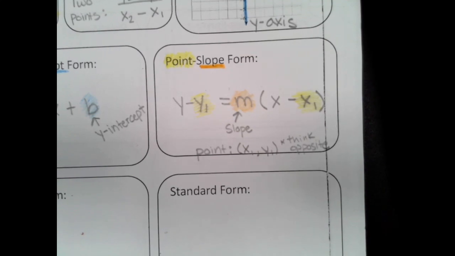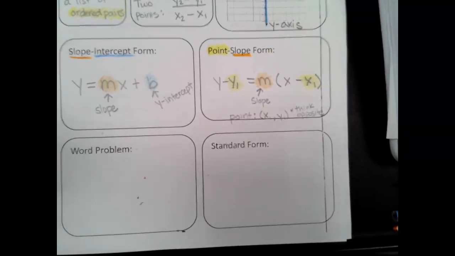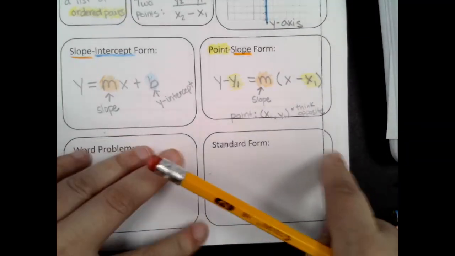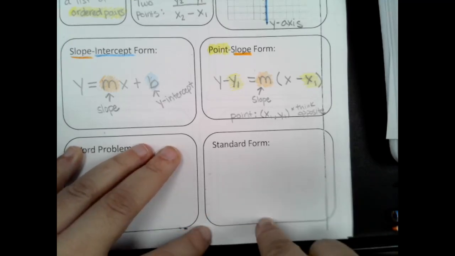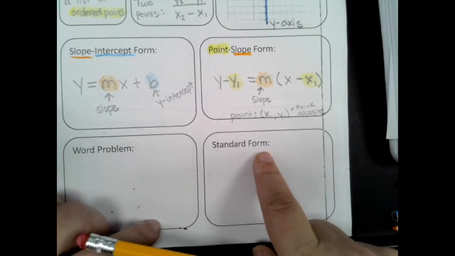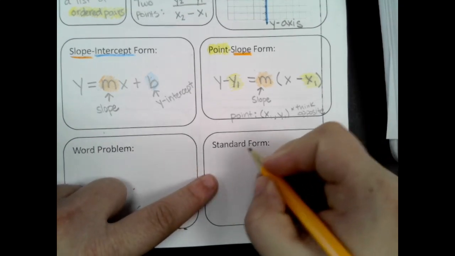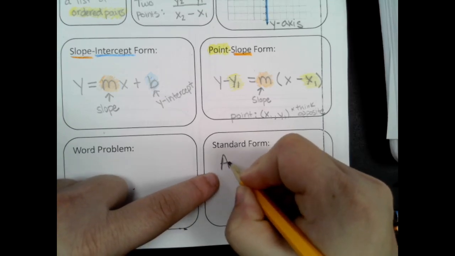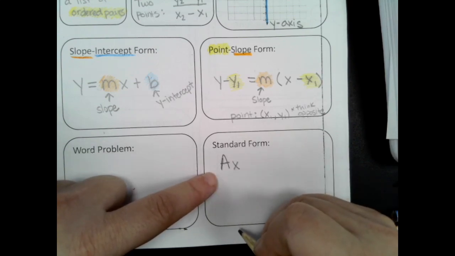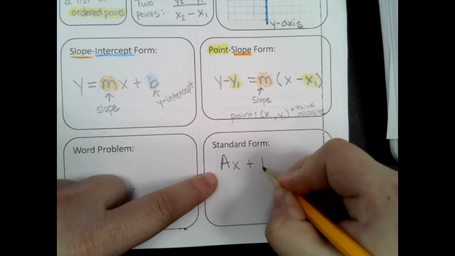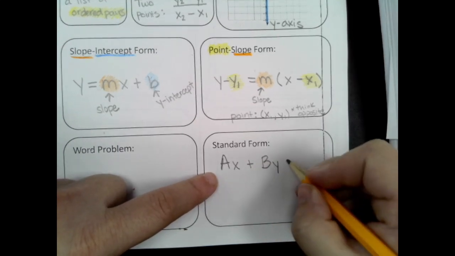All right, next up we got standard form. We haven't done standard form yet. This is going to be new to us today, and there's a reason why we haven't done standard form. It's because we don't use it a lot with real life situations, and in math problems we don't use it a lot. It's very confusing, it's goofy. Okay, standard form looks like capital A, X, plus capital B, Y, equals, and then a capital C.